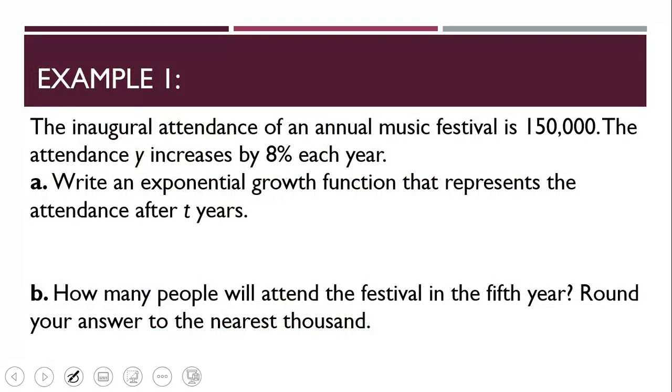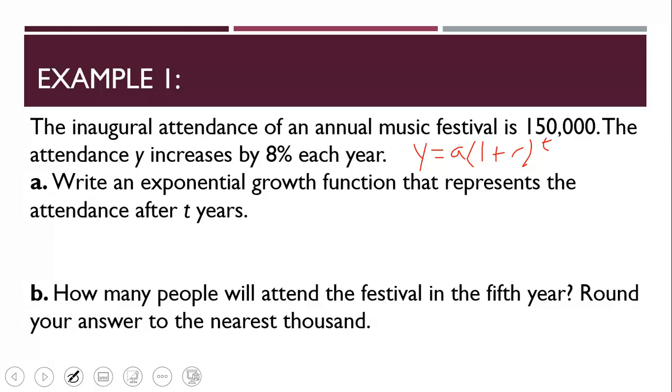All right, let's look at our first example. So the inaugural attendance of an annual music festival is 150,000. The attendance Y increases by 8% each year. Write an exponential growth function that represents the attendance after t years. So that function is, remember, Y equals A, and then in parentheses, 1 plus R raised to the t power.